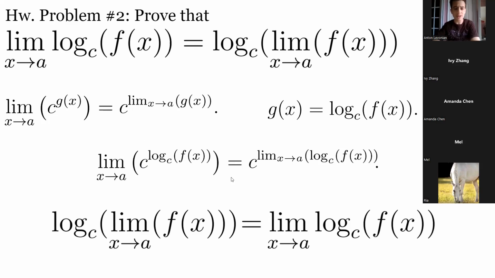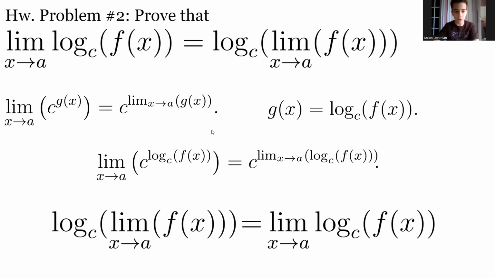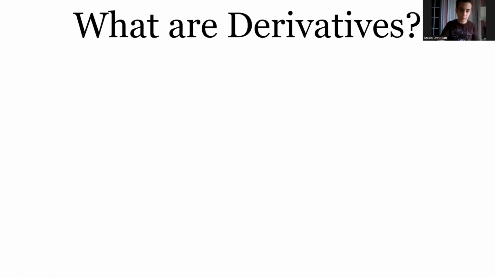And then we can take the log base c of both sides. The log base c of c to this power right here is just equal to the power. And so that is how it simplifies. So this is the proof. We use the exponent property here, and this is another very useful limit property that we will be using a lot. Okay. Now on to derivatives. So that's the one problem I want to go over before I moved on.